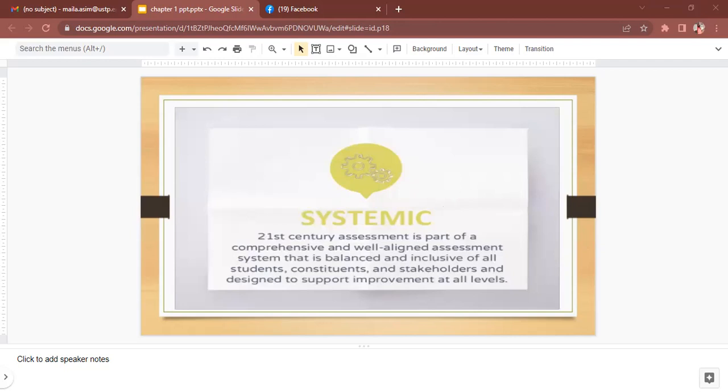Next is systemic. So sa gitawag systemic, I think this is our last one. Last characteristic of 21st century assessment, gitawag na tawag systemic. 21st century assessment class is part of a comprehensive and well-aligned assessment system that is balanced and inclusive of all students. From the word system, ang 21st century assessment, these are being recorded and na-apply na siya sa assessment system sa tanang levels sa education.